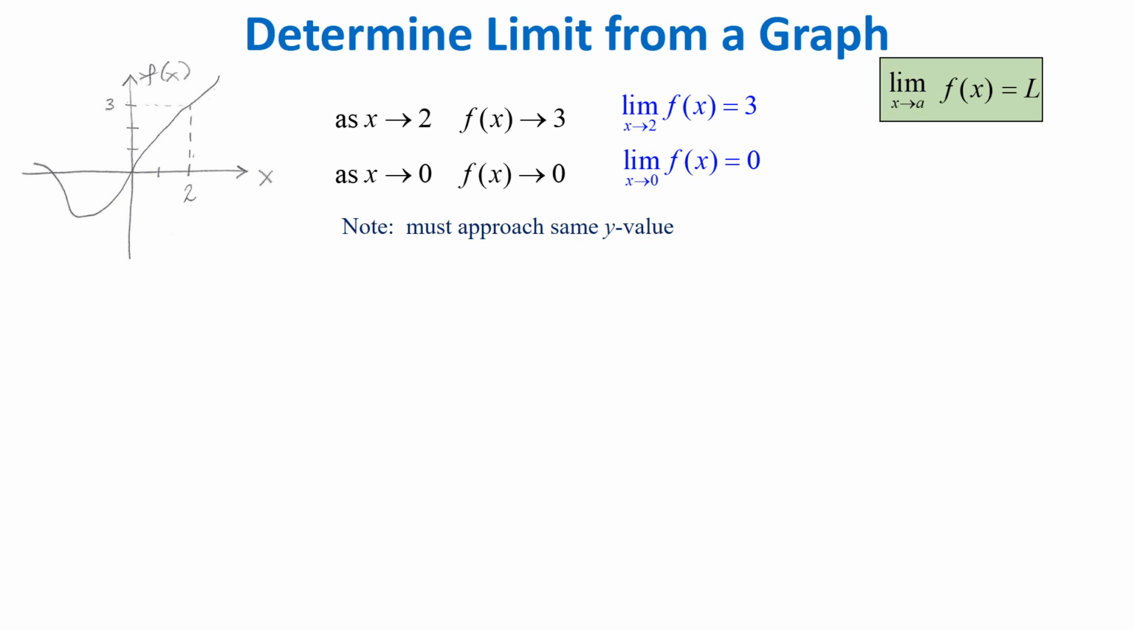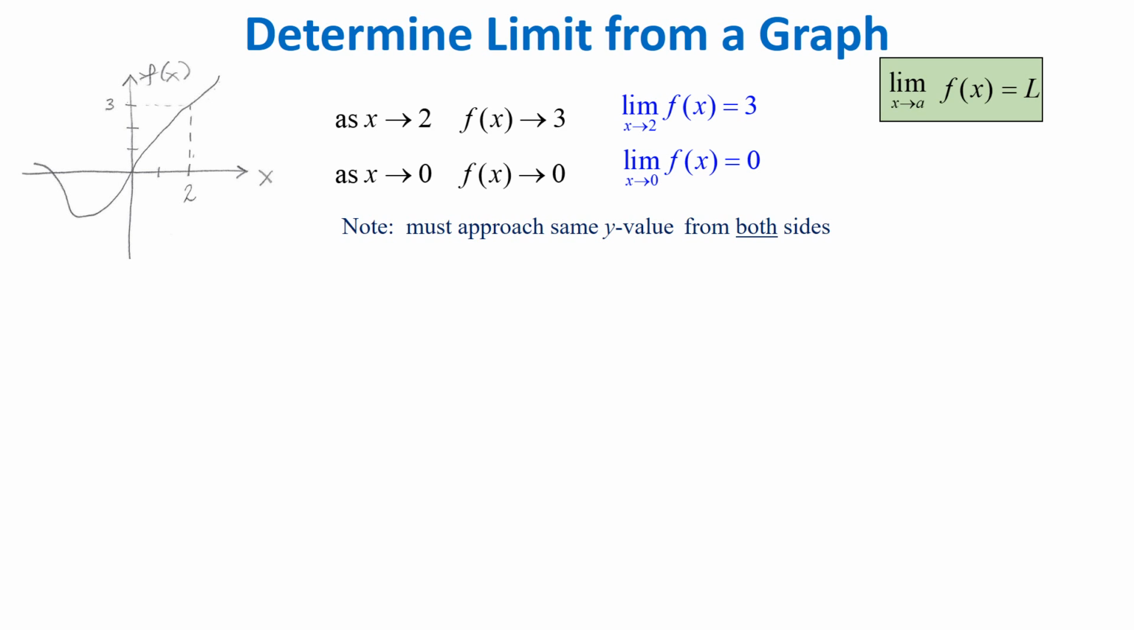Now the important thing, which I've kind of alluded to, is that we have to be approaching the same y value from both sides. So again, looking at as x approaches 2, I'm looking at the values that are just very close to the left of 2. In other words, I'm looking at x equal to 1.9, x equal to 1.999, and those y values are just a little bit smaller than 3. You can tell that from the graph.